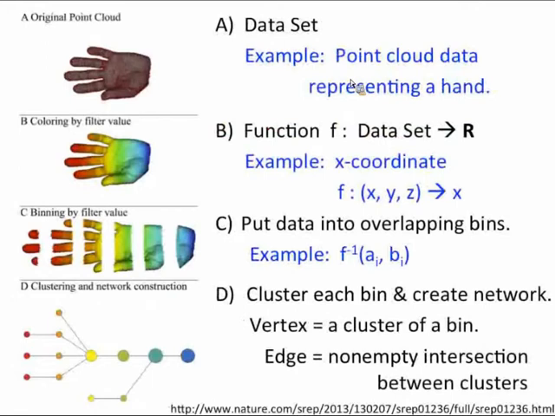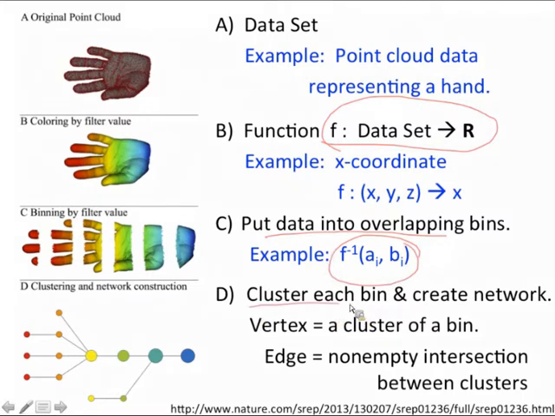So those are the steps. You start off with a bunch of points. Your points may represent proteins, they may represent data points, sequences, whatever they represent. Then choose any function of interest, maybe energy, maybe projecting onto the x-coordinate. Put the data into overlapping bins, and then cluster each bin, and then create the network.